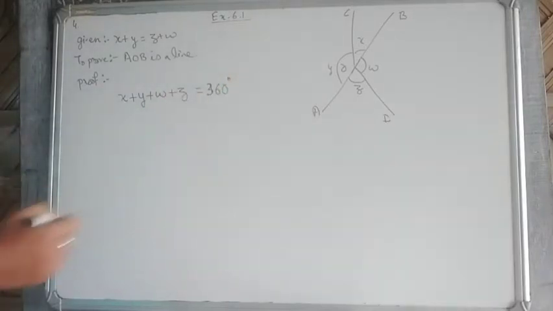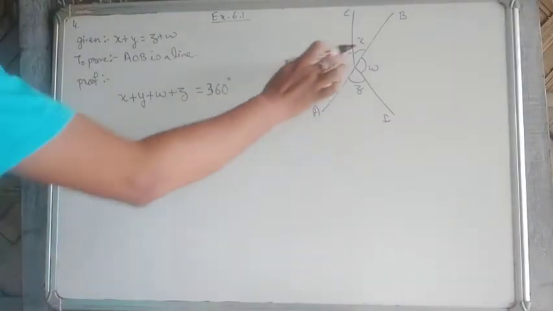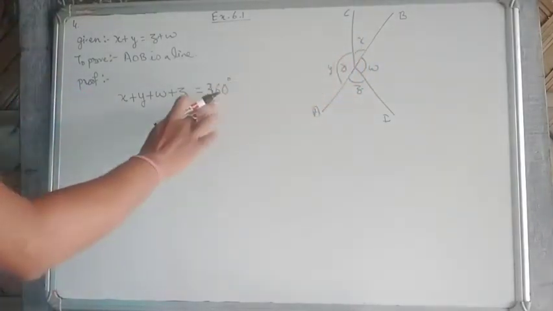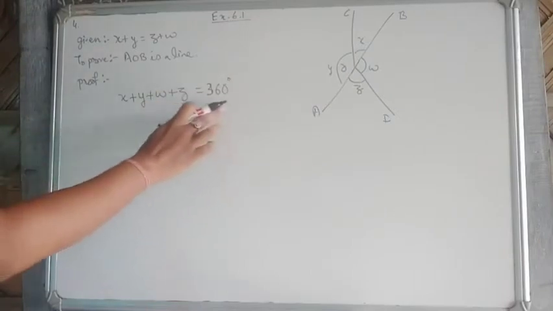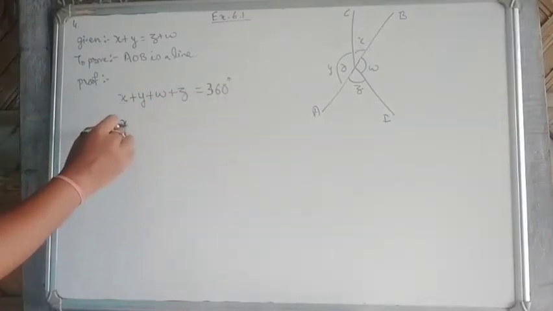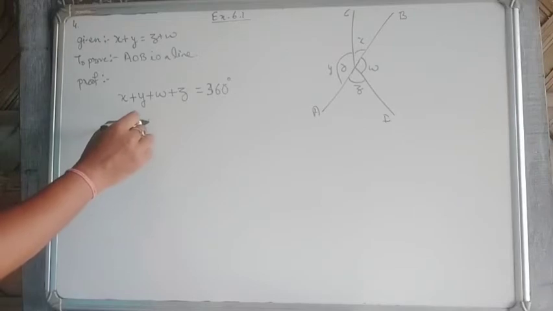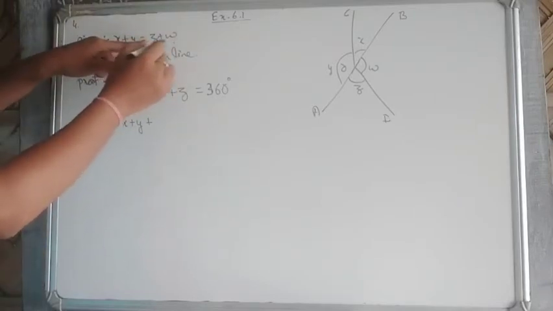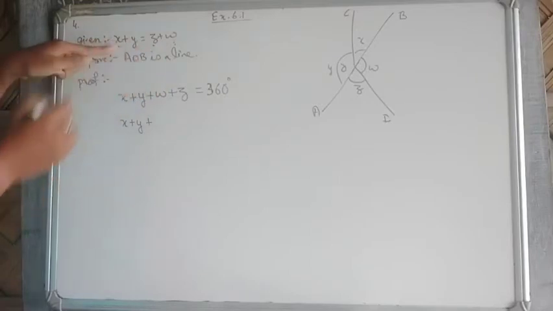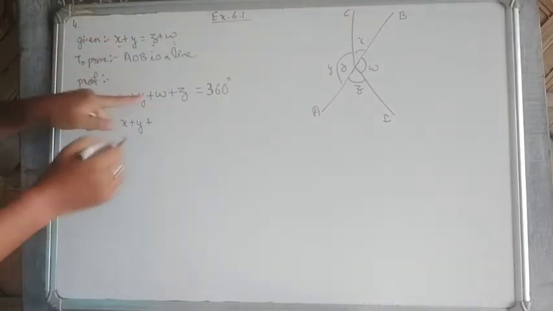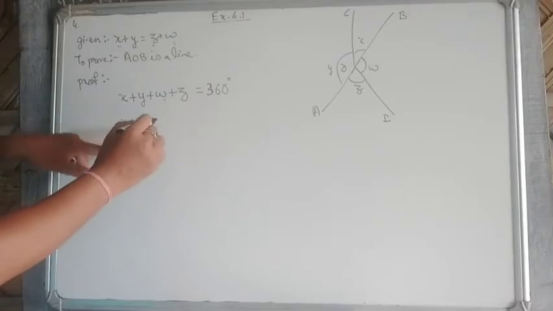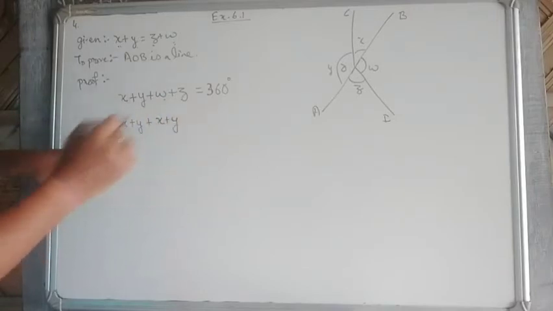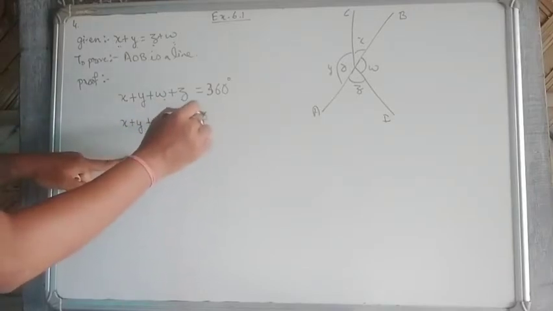360. Okay, so this is what happened: all four angles used to be how much? 360. Now if it is 360, so X plus Y plus W plus Z, this W plus Z is what our X plus Y, it is given. So I can write W plus Z as X plus Y is equal to 360.